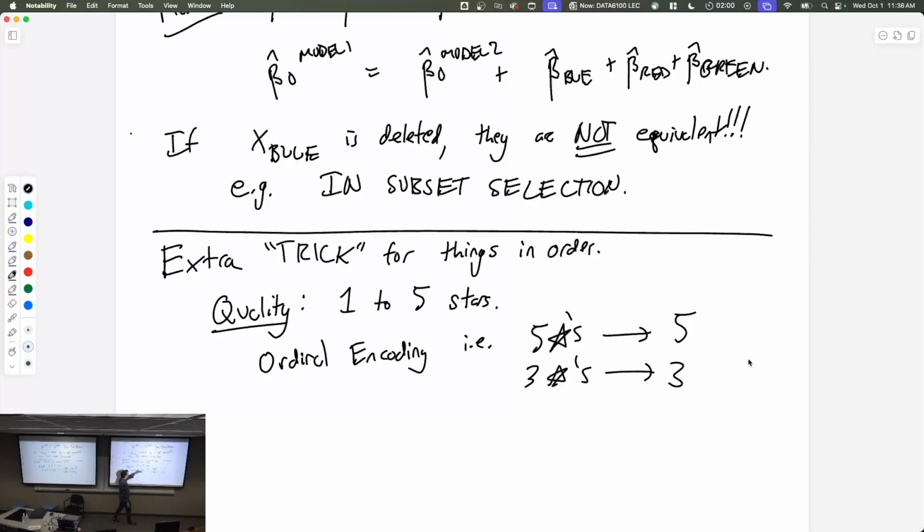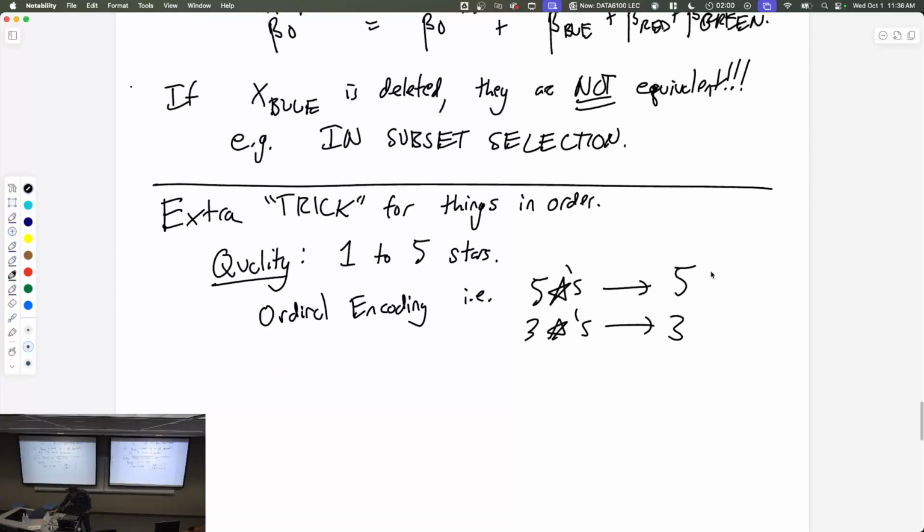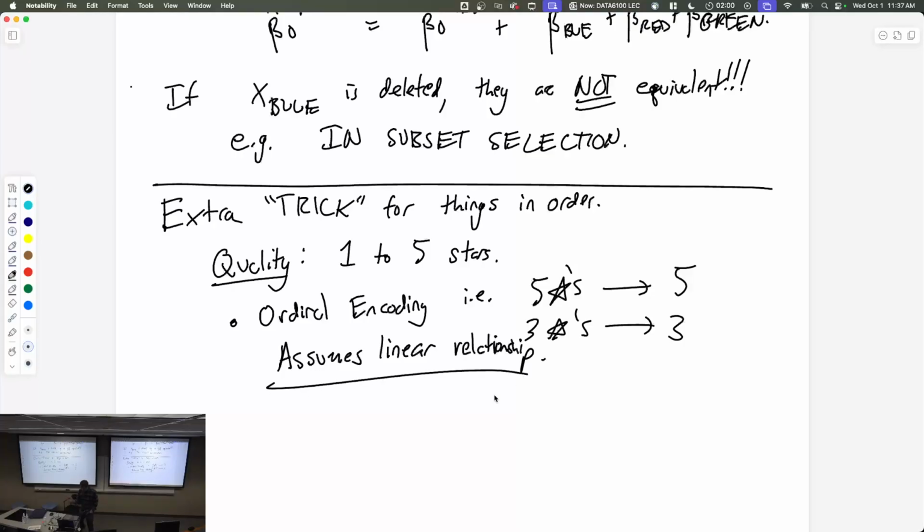And that's because maybe the jump from a 4-star to a 5-star is bigger than the jump from a 2-star to a 3-star. And by doing ordinal encoding, again, you're kind of assuming that they go in a linear order, and maybe that's not justified. So ordinal encoding could be possible, but maybe not. I'll write: this assumes a linear relationship that maybe doesn't exist. So you've got to check and see, is it a linear relationship? If it's not, ordinal encoding is not good.